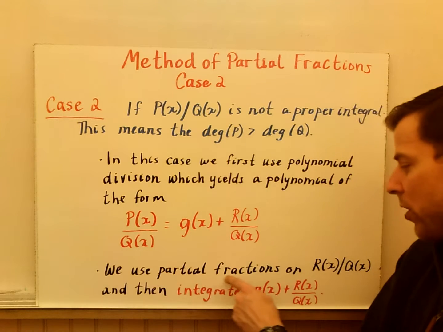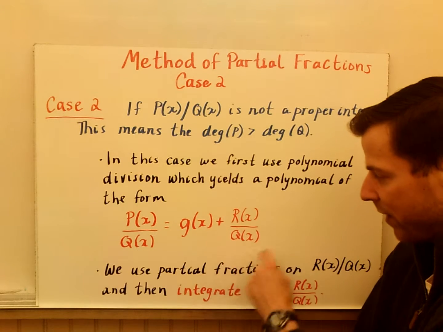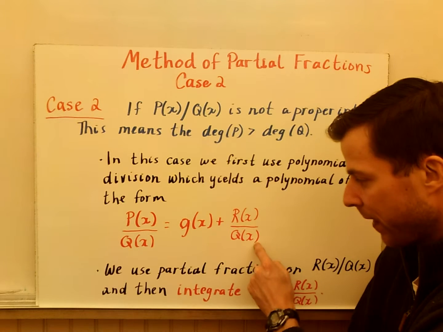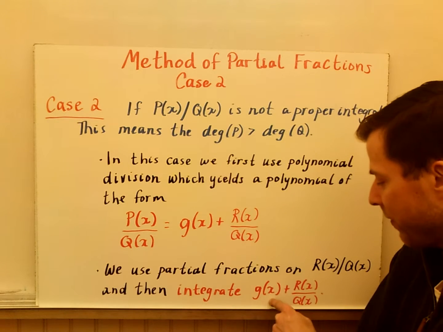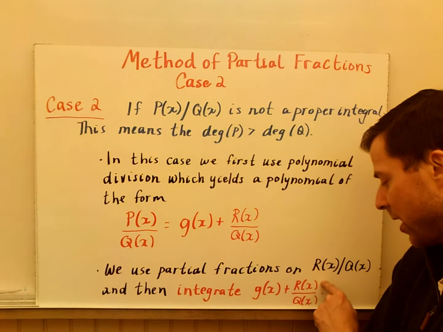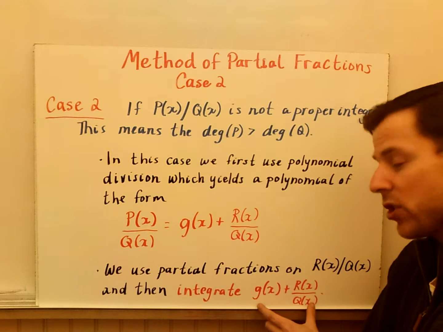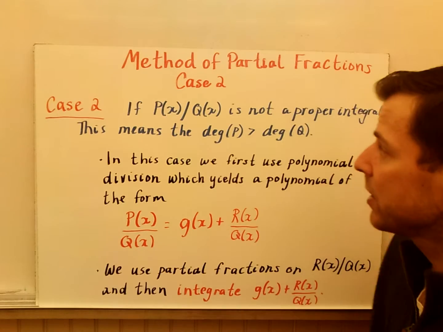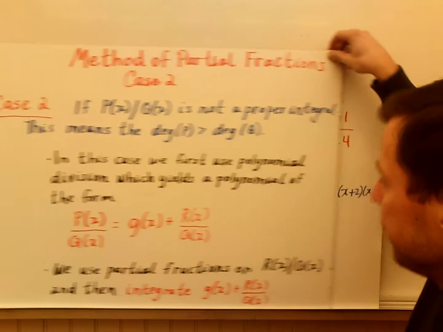Then what we're going to do is use partial fractions on R(x) over Q(x), and then we're going to integrate G(x) plus R(x) over Q(x). So once we find the partial fraction decomposition of that, we're going to integrate this whole thing here. Okay, so let's look at a couple of examples.